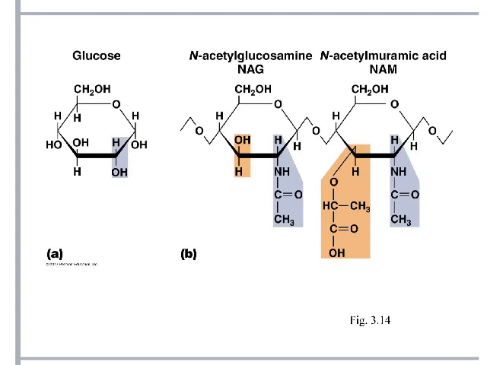I want to talk a little bit about this from your book here. If you're interested, the structure of NAG and NAM, you'll see is very similar to glucose. And let's see, the color coding here, I guess the gray NAM and NAG are the same at this position, and the brown here, the NAG is similar to glucose there, and NAM is different. And you don't have to know the structure, just the point is that, hey, they're not that far away from the simple sugar glucose.